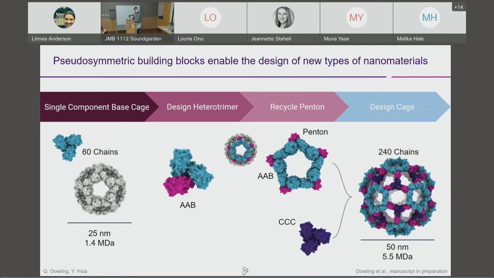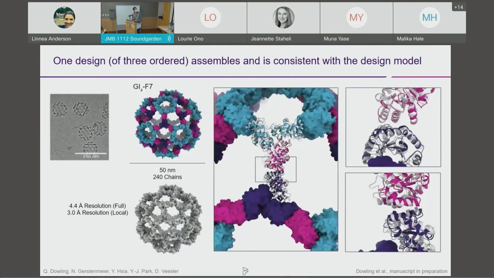And what Quentin then did was he used this, so he lied to Rosetta, our software. He told Rosetta that this was just a pentamer, that's all it is, and used our standard 2-component nanoparticle docking and design approach to make this pseudo-symmetric nanoparticle that comprises 240 subunits and is 5.5 megadaltons in molecular weight. So he ordered 3 designs using this approach, and one of those assembled to the target structure.